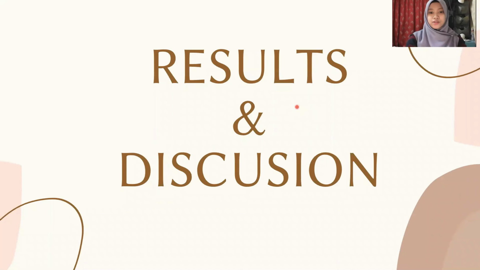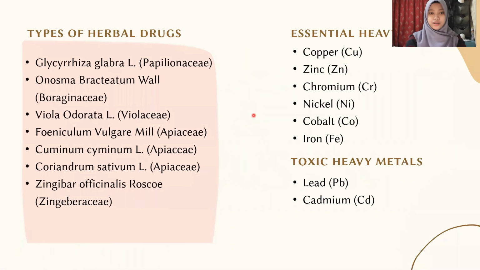Okay, I will explain to you the results and discussion for the atomic absorption spectroscopy. As you can see here, there are 7 types of herbal drugs based on the journal. The first one is Glycyrrhiza glabra, which we call G. glabra, and this is O. bracteatum, B. odorata, F. vulgare, C. cyminum, C. sativum, and Z. officinalis. The name shown here is the family name for each species of these herbal drugs.